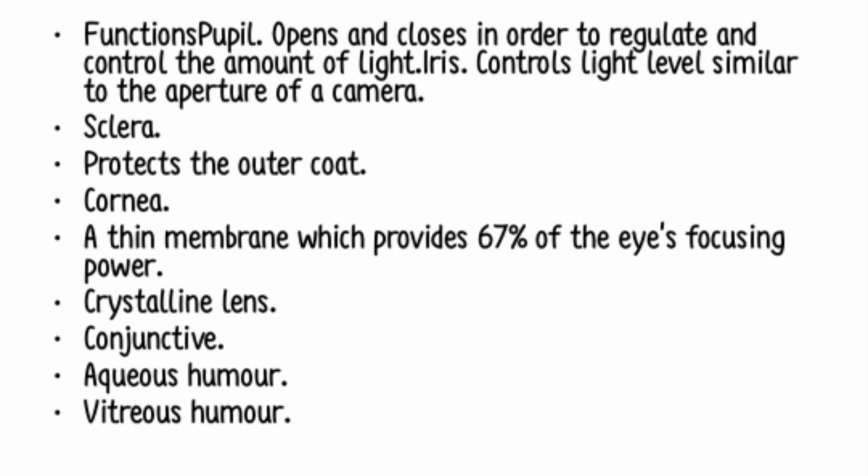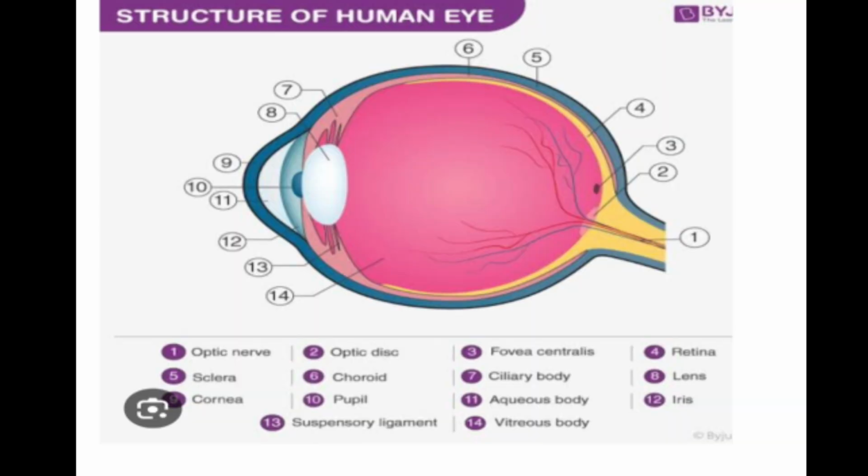Functions of pupil: it opens and closes in order to regulate and control the amount of light. That is the pupil. Okay, the iris controls the light level similar to the shutter, meaning only as much as is required will be let in. The cornea and sclera protect the eye. The outer coat, the cornea, is a thin membrane which provides 67% of the eye's focusing power. The crystalline lens, aqueous humor, then vitreous humor. Okay, these are the functions of the eye. Then now the anatomical eye: anterior chamber and front section of the eye.